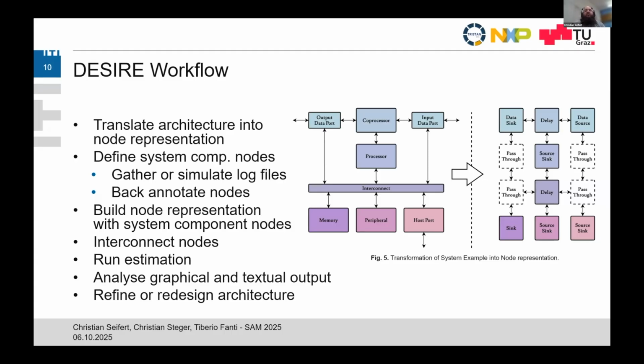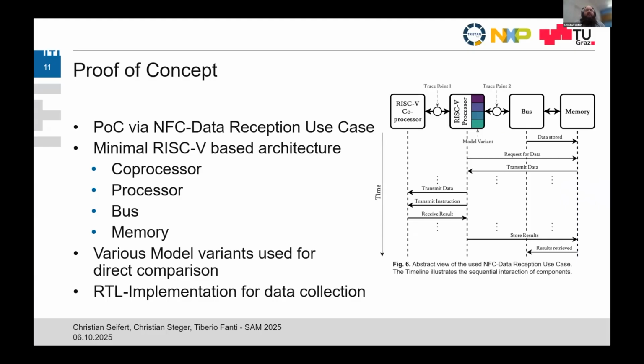So overall, our methodology represents a fast, low-effort explore, evaluate, refine loop. In order to verify our methodology itself and compare various different layers of back-annotation, we decided to use a simplified NFC data reception use case as a proof of concept. A graphical representation of the use case can be seen in Figure 6, and it is built upon a minimal RISC-V based architecture consisting of a processor connected to a coprocessor and also connected to a memory via a bus.